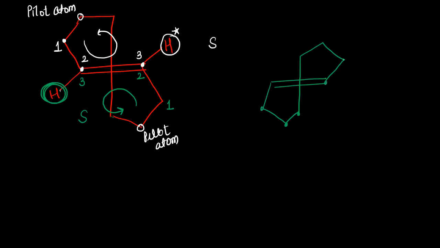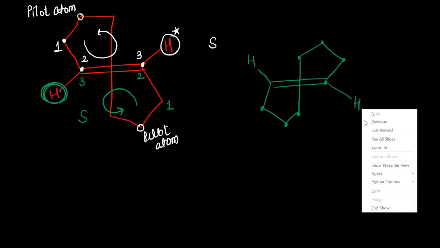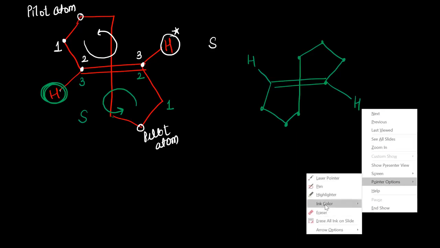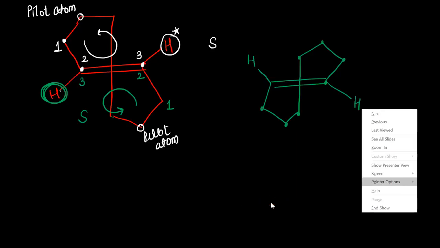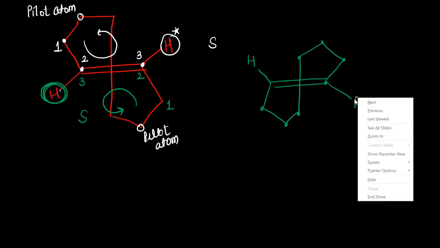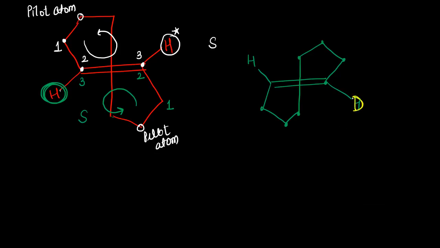Okay, so I think 8 carbons I made, and one group is here and another group is here. Okay, so how to find out R and S configuration in this system? For example, you can write down deuterium is here. So how to find out configuration in this system? So what is the rule?